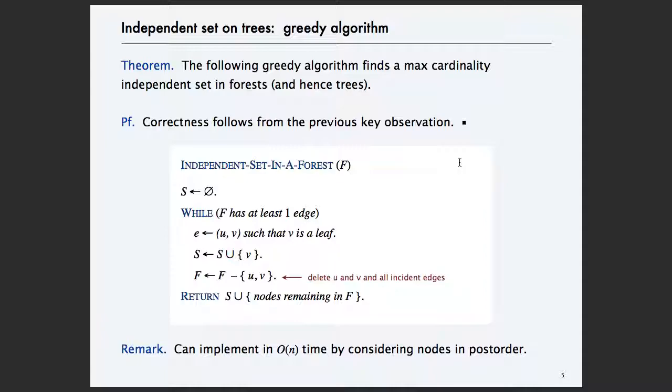So I can find a maximum cardinality independent set in a forest, which is a bunch of trees that may not be joined at the root, with this greedy algorithm. While there are edges, find a leaf, add it to your independent set, and delete the vertex that you added and every vertex that's connected to it. Then keep going until you're done. Actually, you remove U and V and all the edges incident on U.